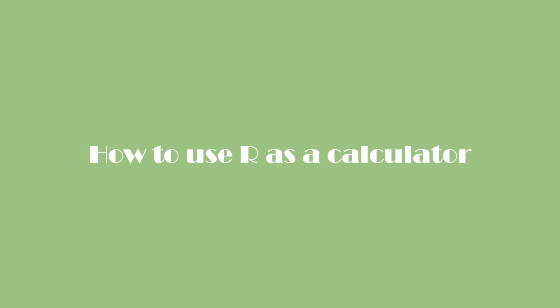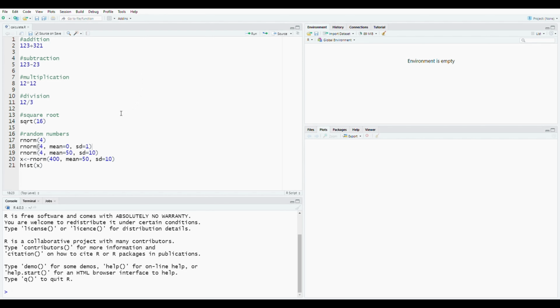Hello everyone, welcome back to my channel. Today I'm gonna show you how to use R as a simple calculator. You can use it for addition, subtraction, multiplication, division, square root, and also you can generate random numbers. So let me show you these examples here.